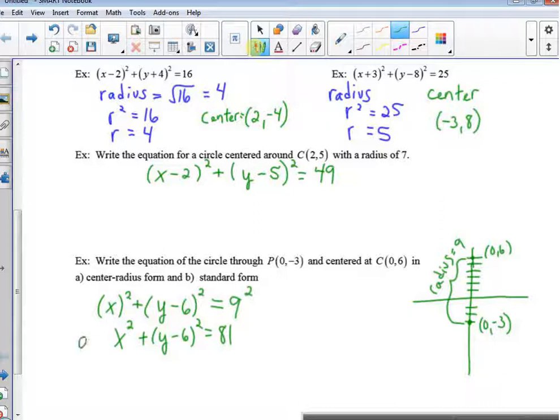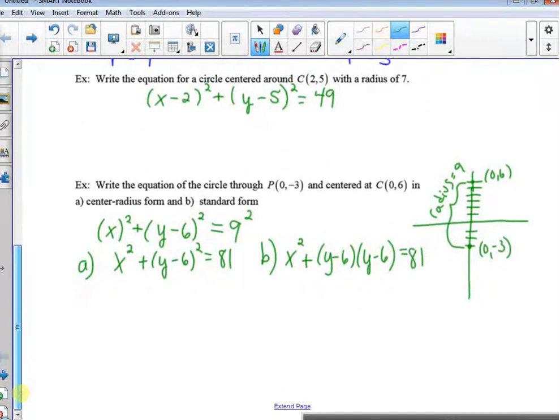That's center radius form. Now, standard form would mean to multiply that out. So it would be x squared plus y minus 6 times y minus 6 equals 81. And then we'll subtract that 81 because it needs to be set equal to 0 to be put in standard form. So let's clean this up.